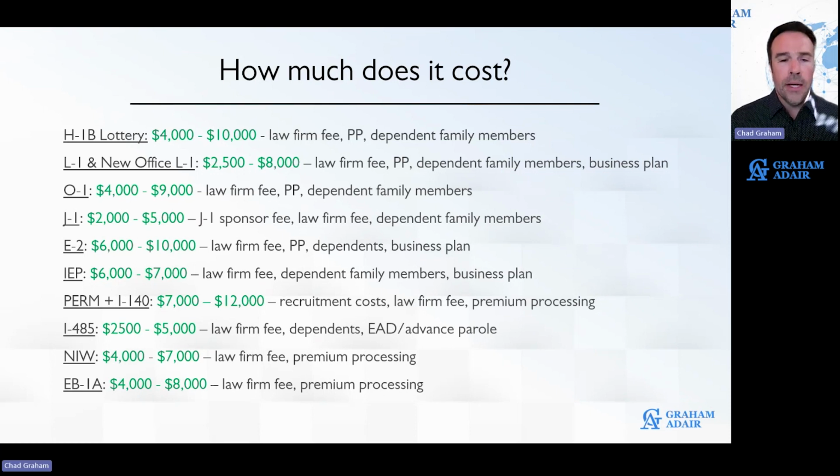In terms of cost, this is a range that you'll see for most of these processes I've talked about. The range comes up because there are a few factors, like how much the law firm charges, whether you file with premium processing, whether you're including a spouse or even children in your process, and other factors like business plans, if you're going to pay for a business plan. So there's a range there, but this gives you a sense of what the cost looks like for each of these.